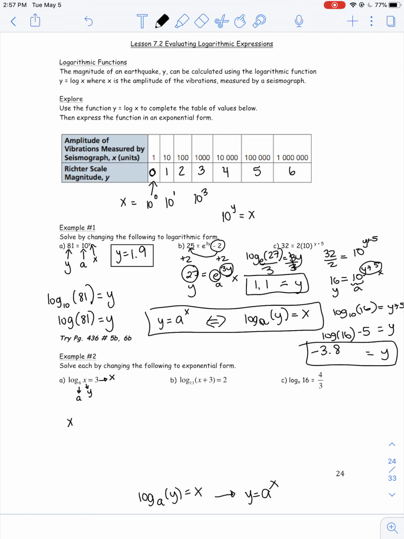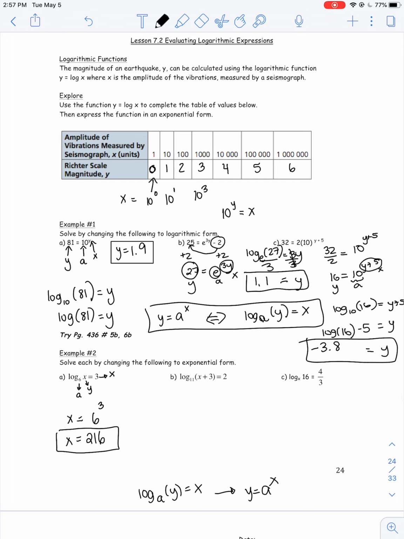So this 6 is our a value, beside it is our y, and this is our x. So it's always going to be y, which is x in our original equation, is equal to a, which is 6, to the power of, our x value is 3. So that's what we're putting into our calculator. 6 to the power of 3 is equal to x as 216. So that's our answer.